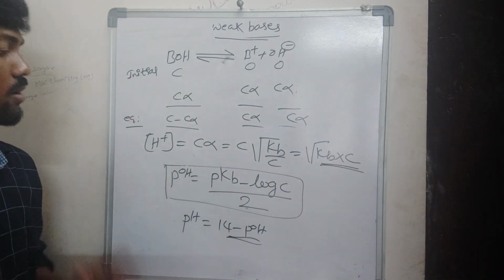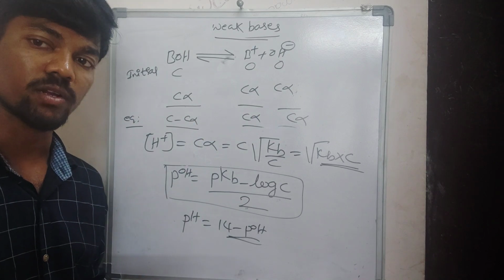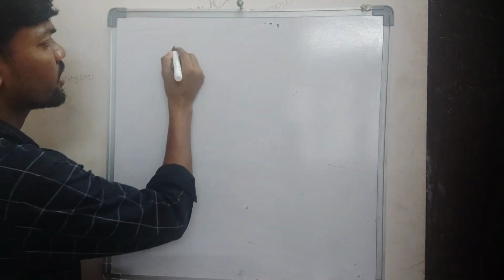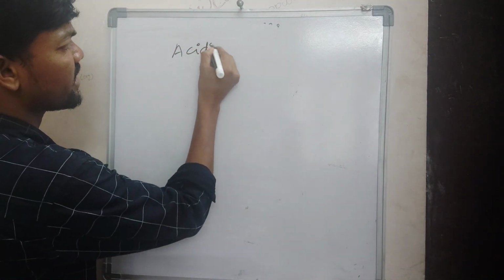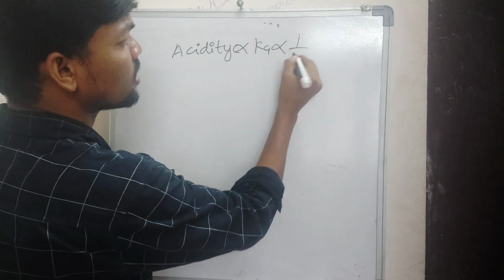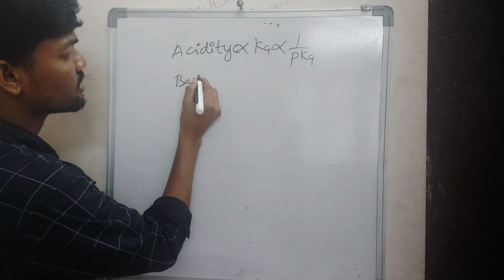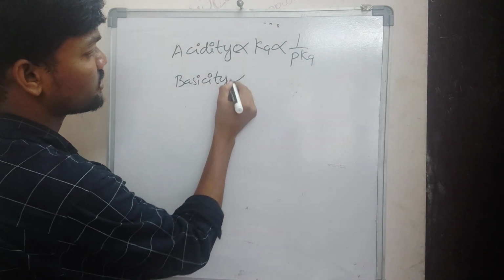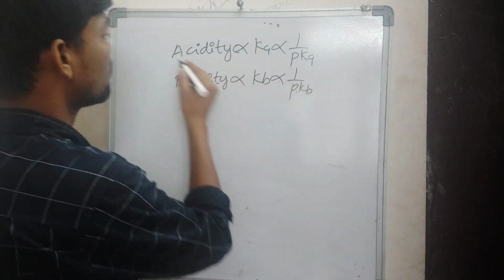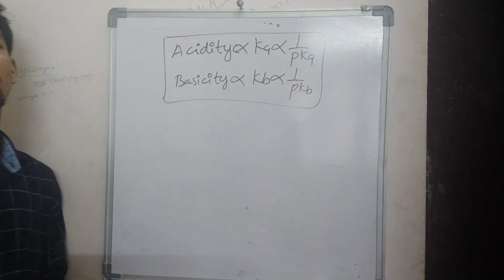This is the way of finding the pH value when weak bases or weak acids are given. Don't forget, listen here. One condition is there. Acidity is directly proportional to the Ka value, but inversely proportional to the pKa value. Similarly, basicity is directly proportional to Kb, and inversely proportional to the pKb value. These you have to remember.